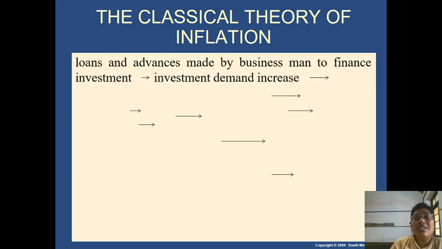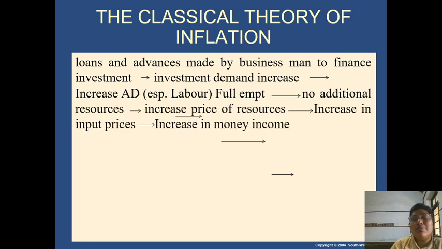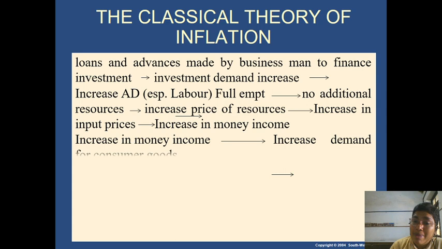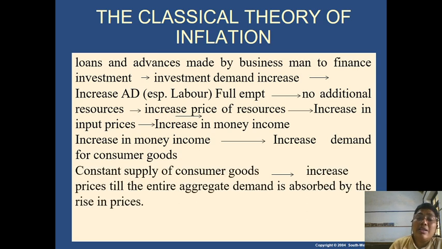So once again I will explain in short form. Loans and advances made to the businessmen to finance investment lead to an increase in investment demand. An increase in investment demand leads to an increase in aggregate demand, especially for labor, and because there is full employment in the economy, no additional resources can be brought forth by this particular entrepreneur, and so he will increase the price of resources, especially of labor. When the labor price increases, it leads to an increase in input prices, which means more money income in the hands of the laborers, and an increase in money income creates an increase in demand for consumer goods. The theory assumes that there is a constant supply of consumer goods, and so prices increase until the aggregate demand is absorbed by the rise in prices. Okay, students, this is how the classical theory of inflation is explained.